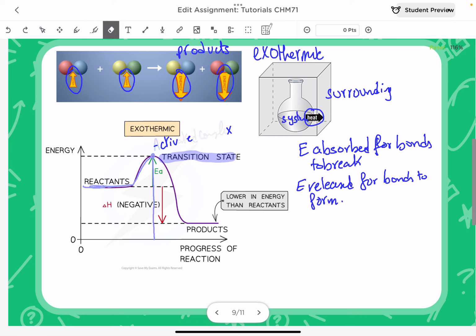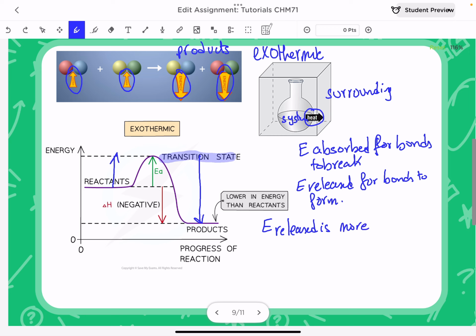In the exothermic reaction, we have to compare the amount of energy absorbed versus the amount of energy released. And in this case, for an exothermic reaction, the amount of energy released is more than the energy absorbed. And that's why the overall will be heat released to the surrounding. And we call these reactions exothermic.